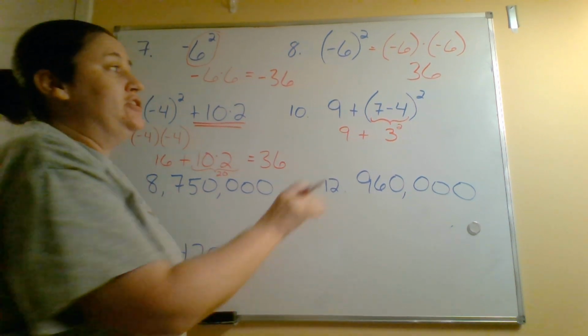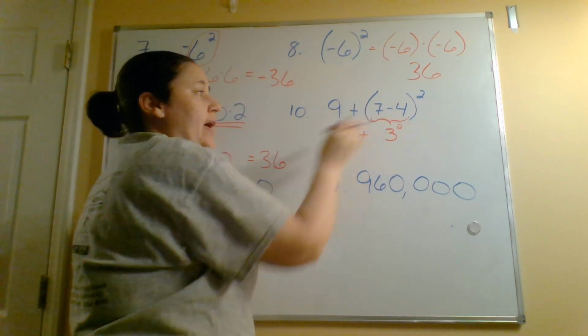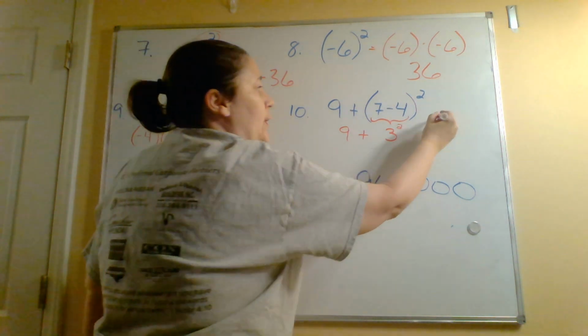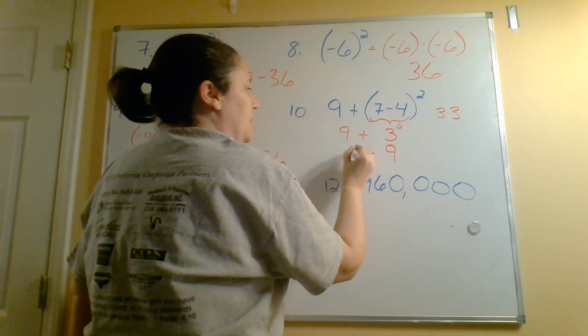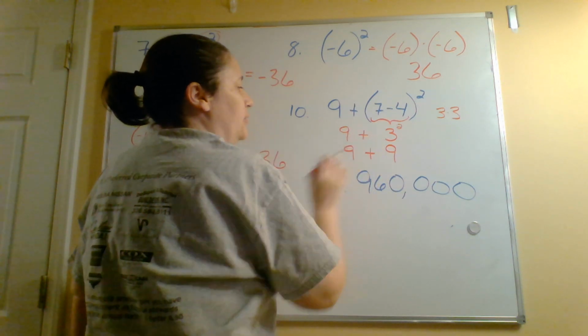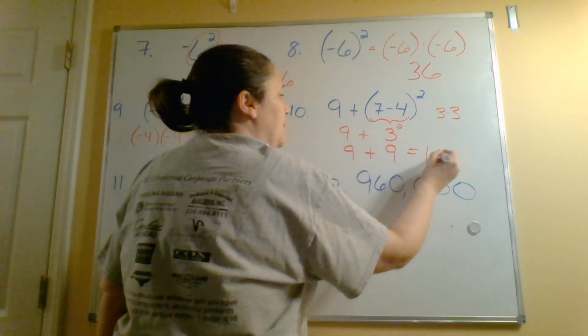In the order of operations, after you do parentheses, you do exponents next. 3 squared means 3 times 3, which is 9. Then the last step is to add on this 9. 9 plus 9 makes 18.